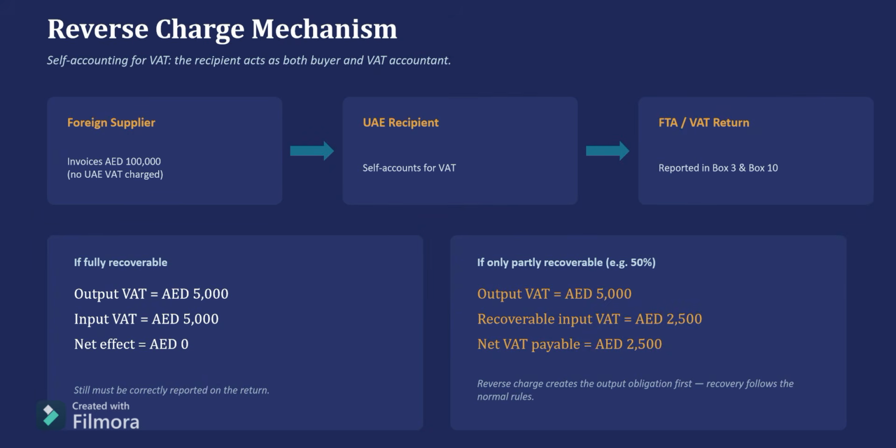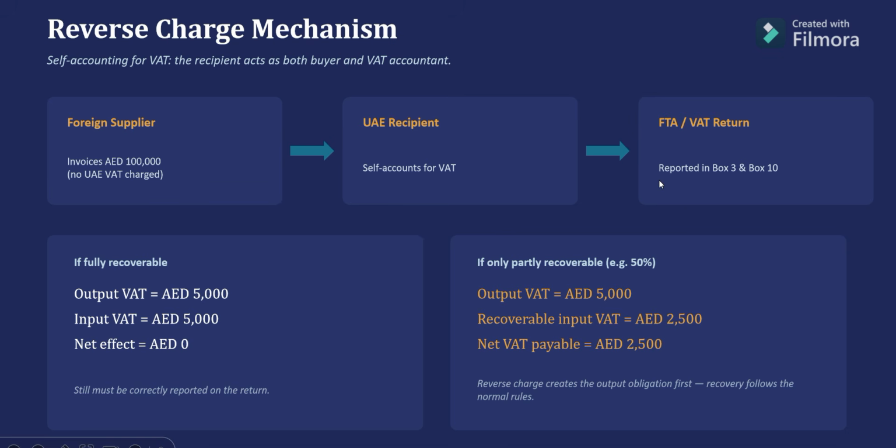Now, reverse charge mechanism. Basically, the recipient acts as both buyer and VAT accountant, so he will be responsible for paying tax under the reverse charge mechanism. The supplier will not pay tax. Instead, the registered recipient will pay tax to the government.